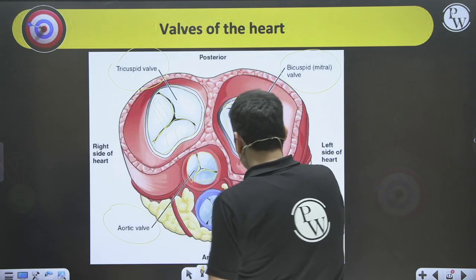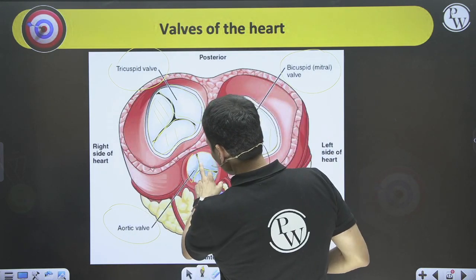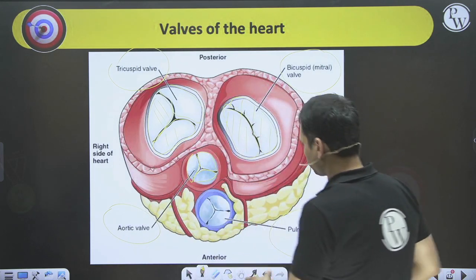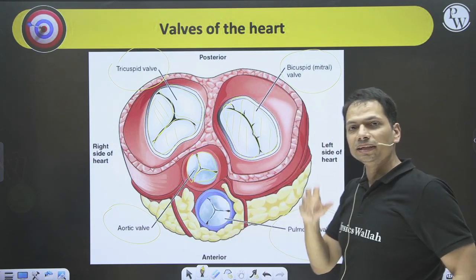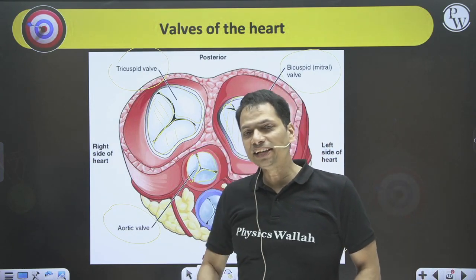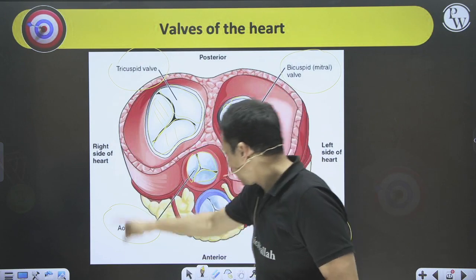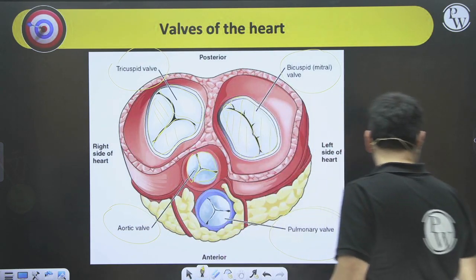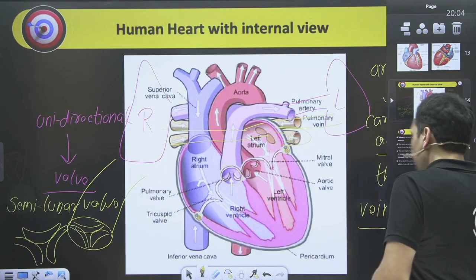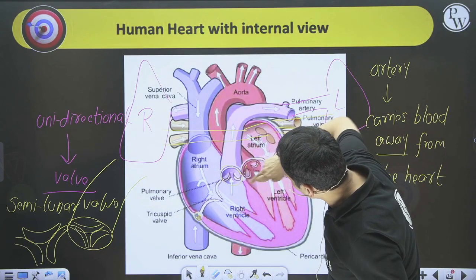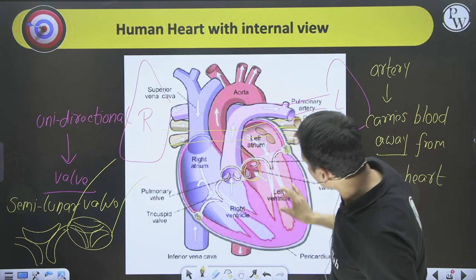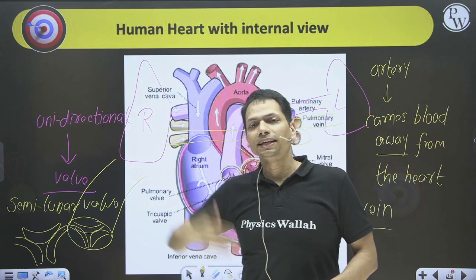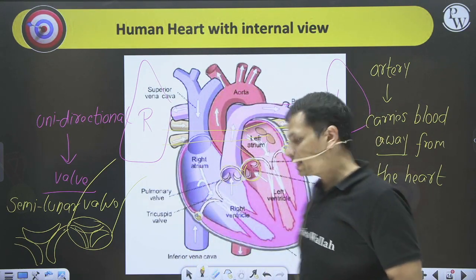So this is the aortic valve, this is the pulmonary valve, okay? The pulmonary valve is carrying the deoxygenated blood from the right ventricle, and we have the aortic valve carrying the oxygenated blood from the left ventricle to the rest of the body. So let's go back and see the aortic valve. This aortic valve is emerging from the left ventricle and carrying the oxygenated blood to the rest of the body.